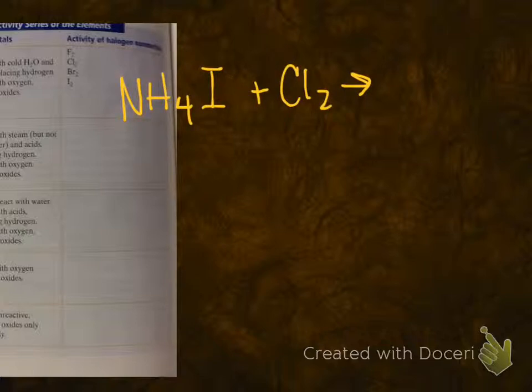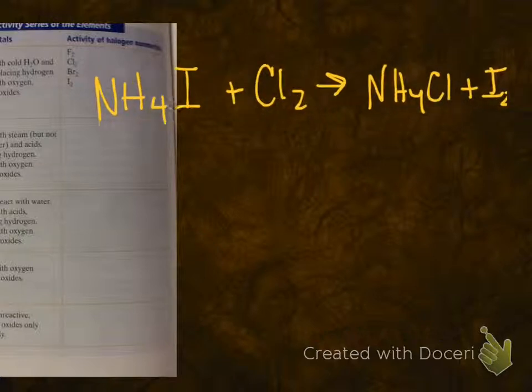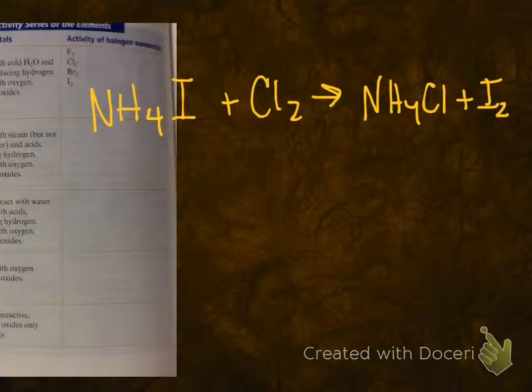We know chlorine will replace iodine. What's the formula for ammonium chloride? Yep, get out the Bible. Check your charges if you need to. NH4Cl plus I2. Yep, nice. Let's move that over a little bit. Okay. So yeah, and we've got correctly written formulas. Now, of course, we'd have to balance that, and that would do it.